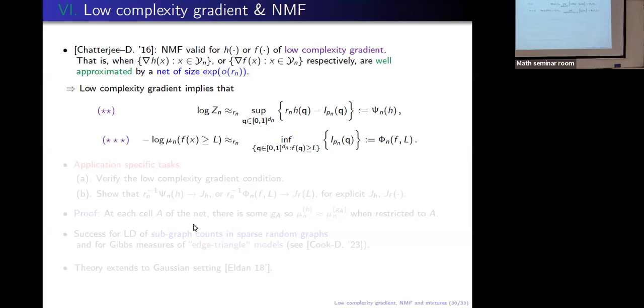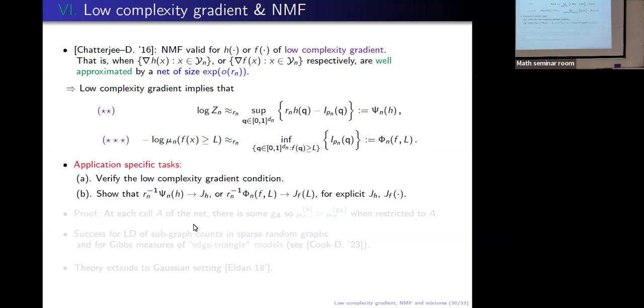Now, if you have an application in mind, you still need to do two things after the general theory. One, you need to verify that you have the low complexity gradient condition. And secondly, if you really want a nice answer, you need to look at this new variational problem that you got and solve it and check that in the limit, divide by Rn and send n to infinity, you get a much nicer version with an explicit quotient. If not, you are stuck with something which still depends on n.